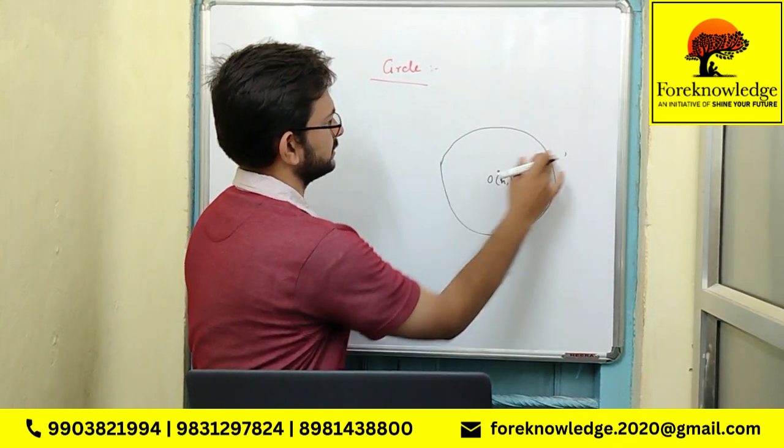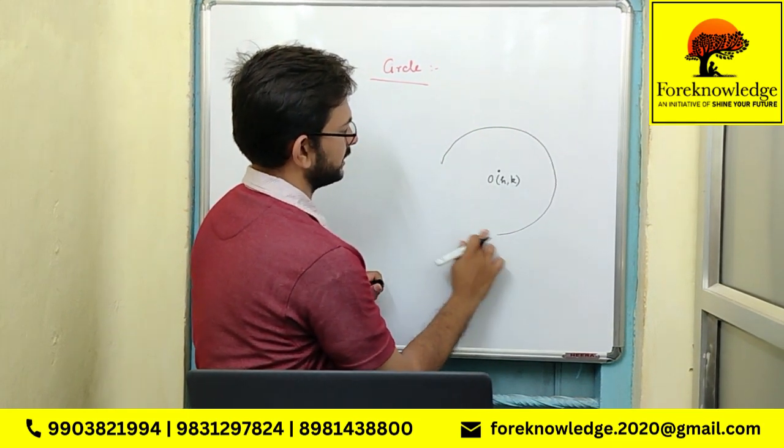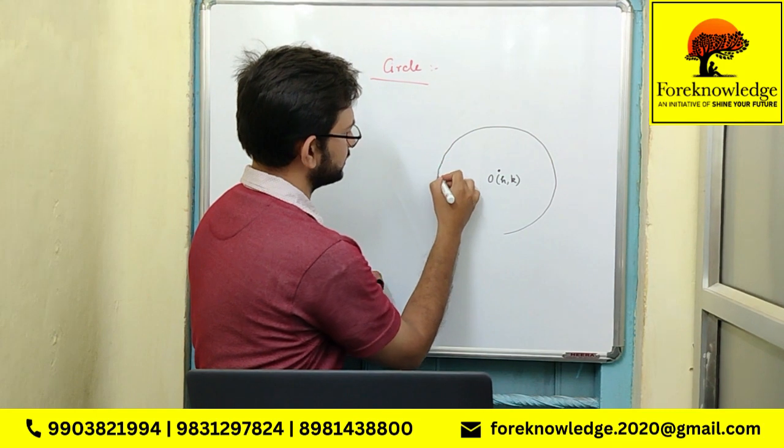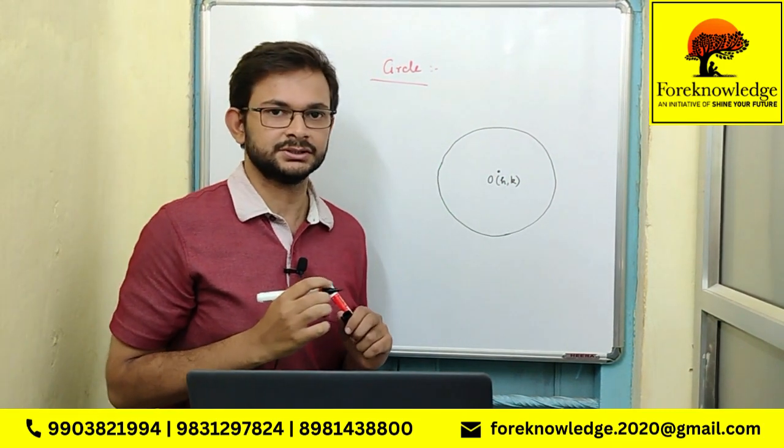The first one is a very devastating circle. The second one is also devastating, but a lesser one. Suppose this is the circle.